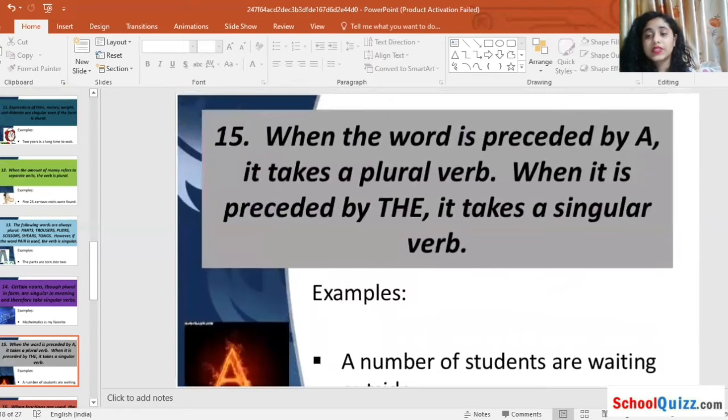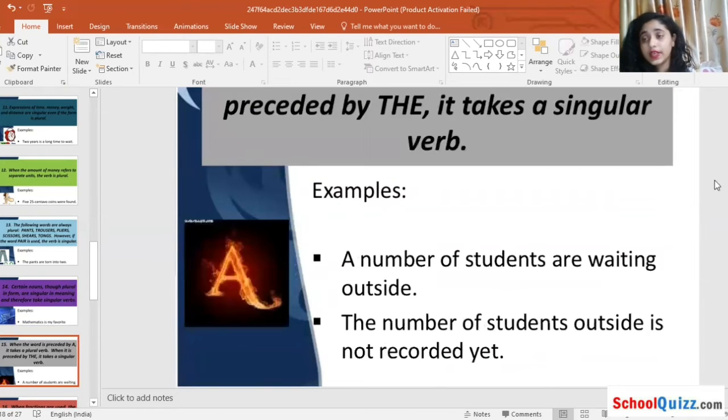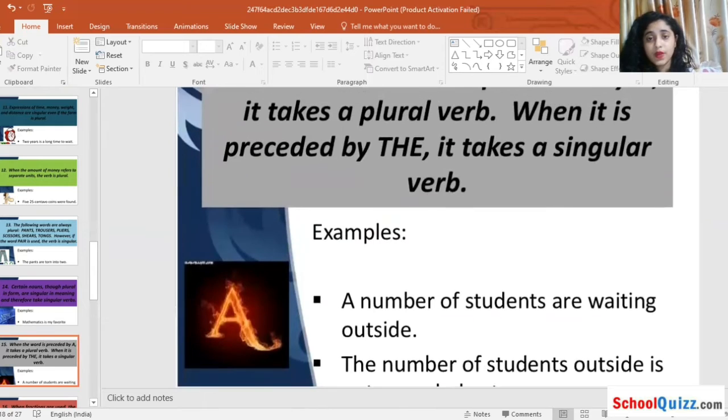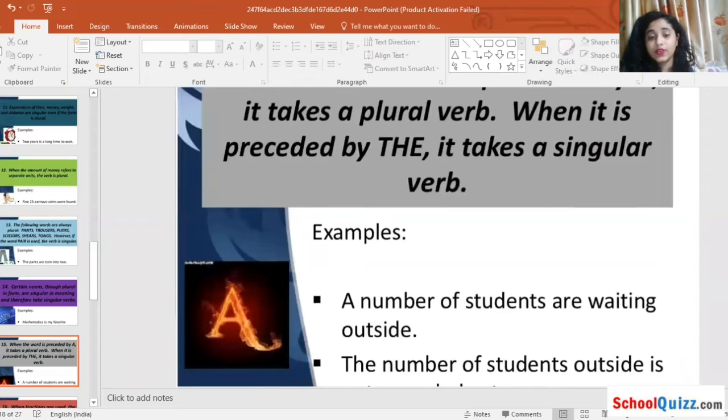When the word is preceded by A, it takes a plural verb. Now, when the word is preceded by A, it takes what? A plural verb. When it is preceded by the, it takes a singular verb. Okay. The is given for respect, A is given to identify that it is in the singular format.